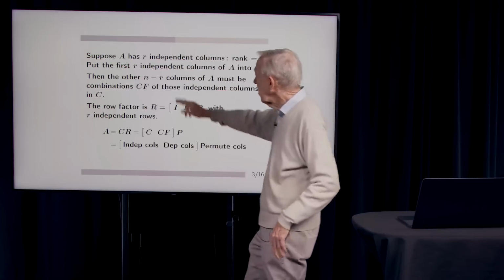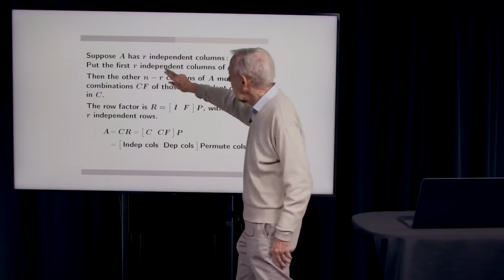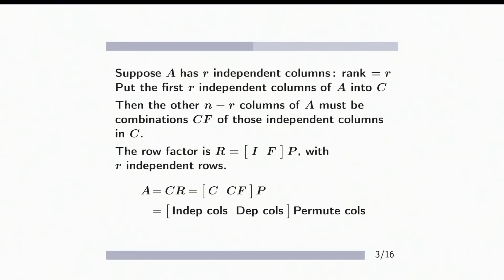Okay, so I start with A, and I'll always use little r for the rank, the number of independent columns, and you remember that those go into C. So I'm just able to tell you what the R factor is. So that's maybe the key idea here that's not usually in textbooks.